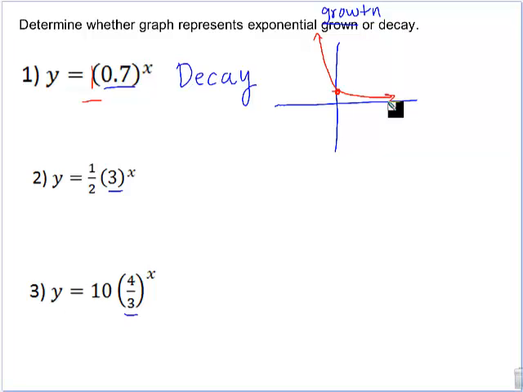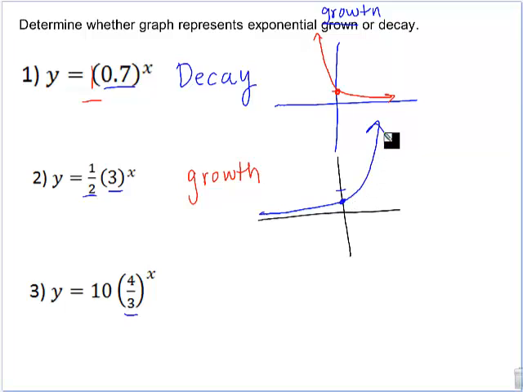Okay? So example 2, y equals 1/2 times 3 to the x. So first off, we have to decide if this is growth or if this is decay. This is growth. We know it's growth because 3 is greater than 1. So we'll sketch a little graph of what the growth should look like. What number is out in front of this one? A half. So that means on our graph, we have to cross at a half. And we're growing, so we're going to start low, and we're going to go high.